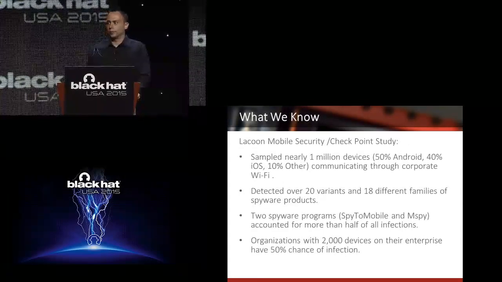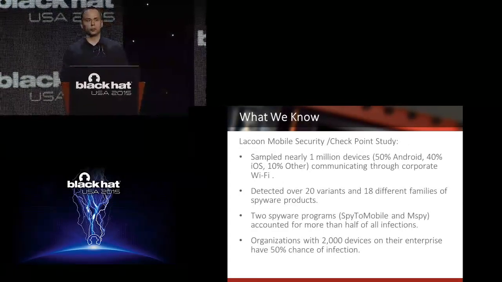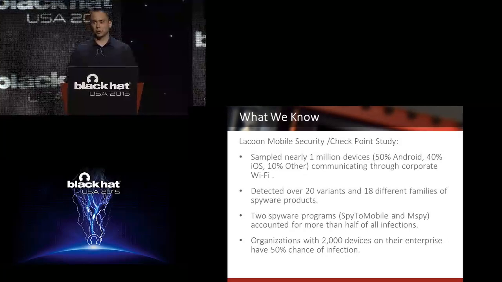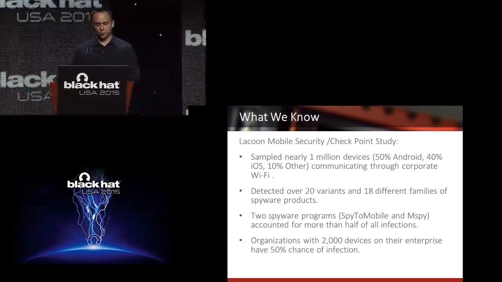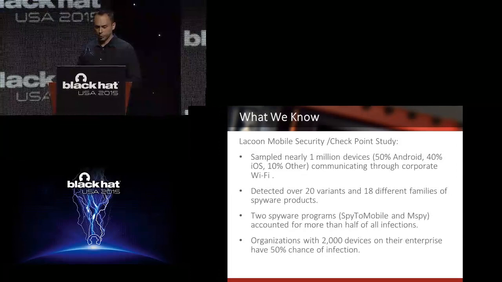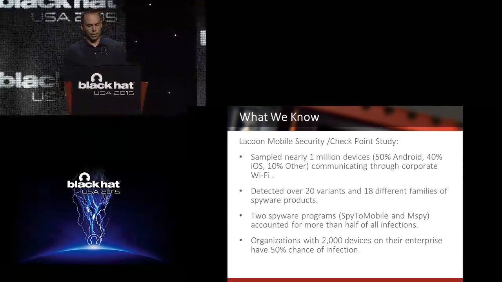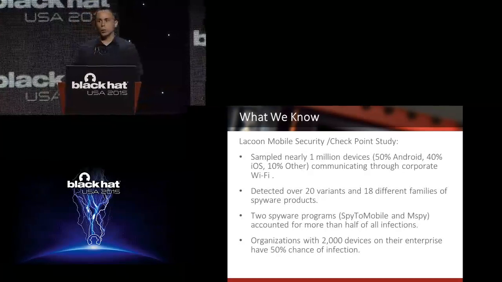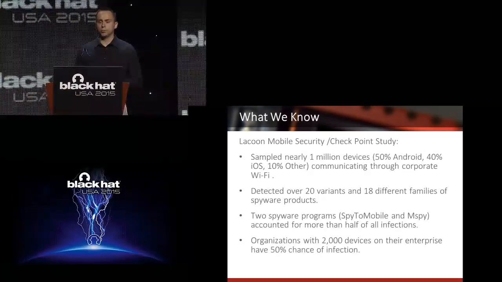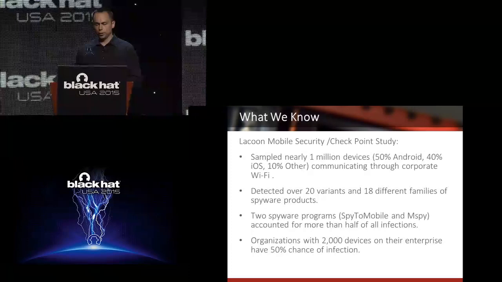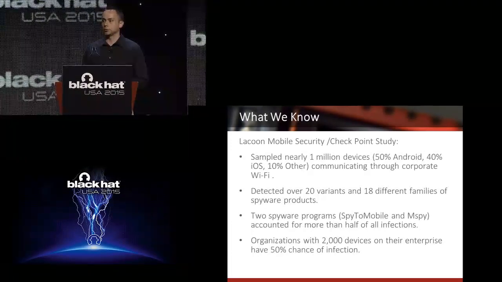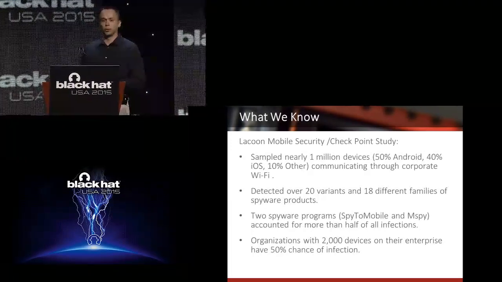But what do we know about these types of programs? Well, there hasn't been a lot of research out there, but what has been done, Check Point/Lacoon did a study earlier this year. They found over 20 different variants, against a very fragmented market, and 18 families. Of note, they found two programs, mSpy and Spy2Mobile, account for over half of all infections. And those are the two we're going to talk about today.